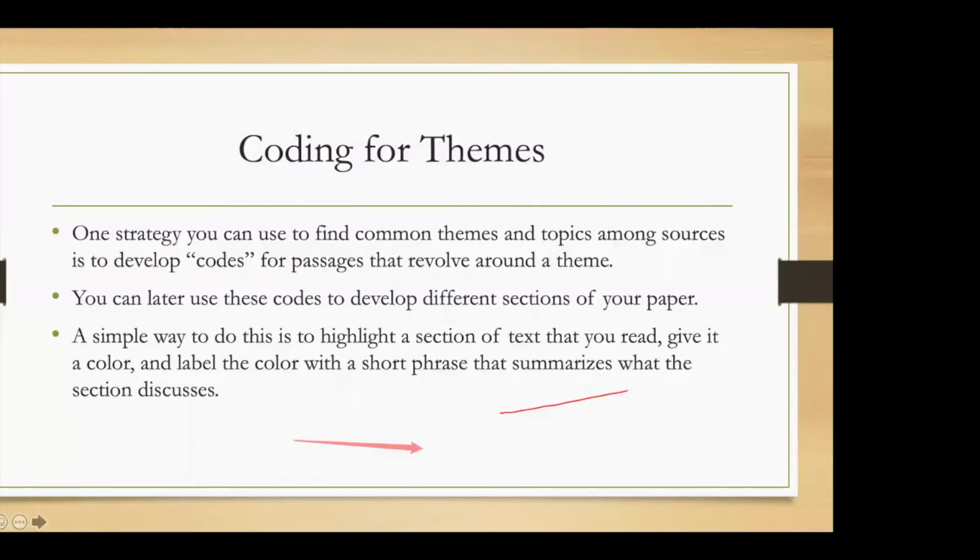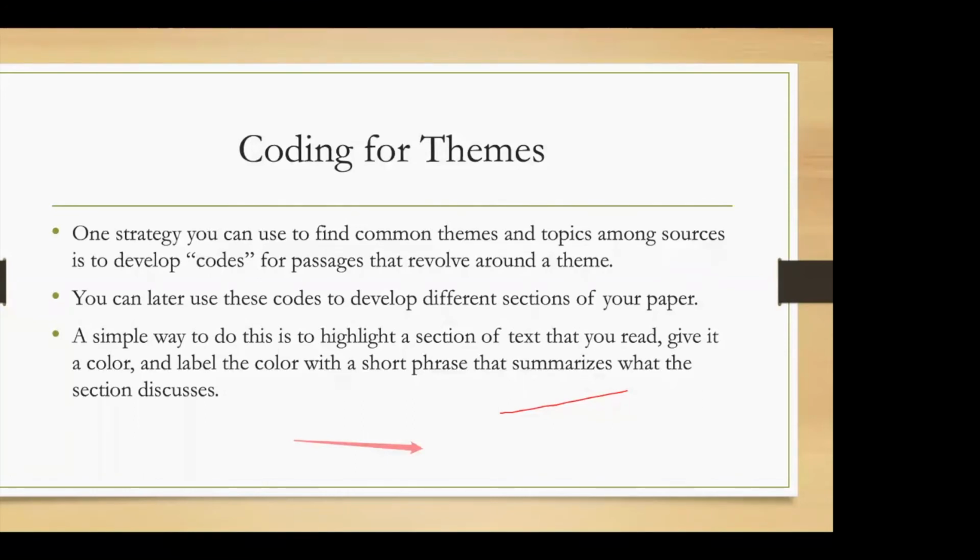So you might be thinking to yourself, well, that's nice, but this is very confusing. So how do I know what the theme is? Well, that's up to you. You're going to have to code for the theme. One strategy you can use to find common themes and topics among sources is to develop a code for them, for passages that revolve around a theme. And you can later use these codes to develop different sections of your paper.